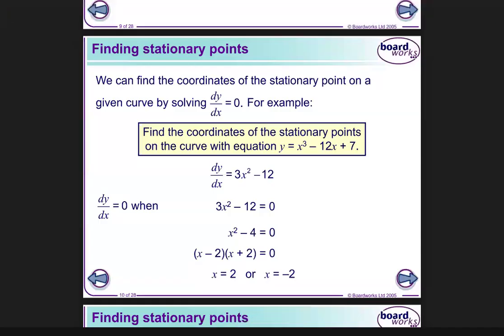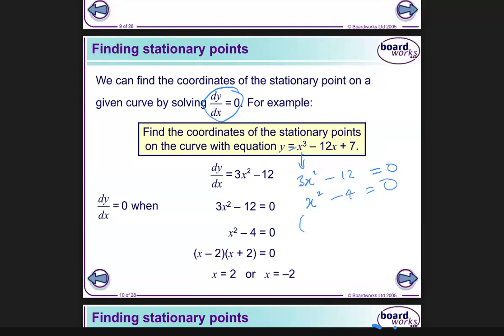So we can find the coordinate of the stationary point on a curve when dy/dx is 0. For example, let's find the coordinate of the stationary point when the equation is this. The first thing I have to do is differentiate. If you differentiate x cubed, it is going to be 3x squared minus 12, and that is going to be 0. So we set it equal to 0, now solve for x. That gives you x squared minus 4 equals 0.